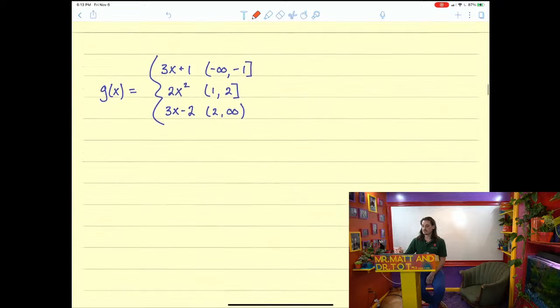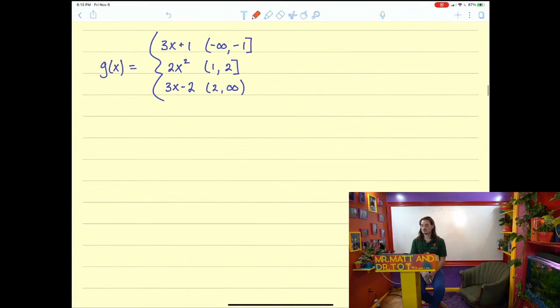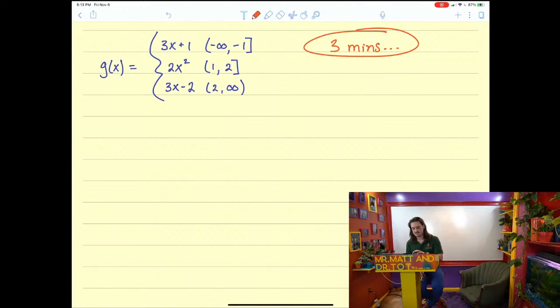If you have any questions, then please let me know. Otherwise, I'm going to give you 3 minutes. Please look at g of x, graph the function g of x. And I'm just looking for rough sketches here. It doesn't have to be anything exact.